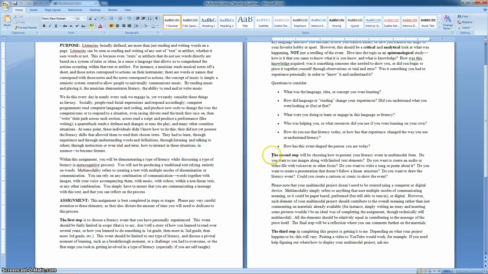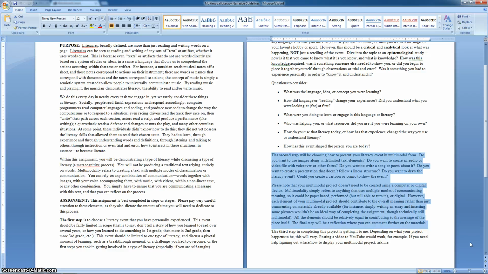The second step would be to figure out what kind of mode you want your literacy narrative to be in, right? So that can be a poem, a song. I already gave you lots of different examples, but this might be something that you already do. So if you're the kind of person that already paints or already dances or already does comics, right, you may want to utilize that mode in your literacy narrative, right?